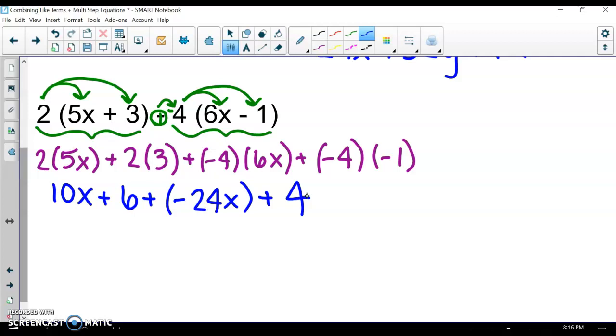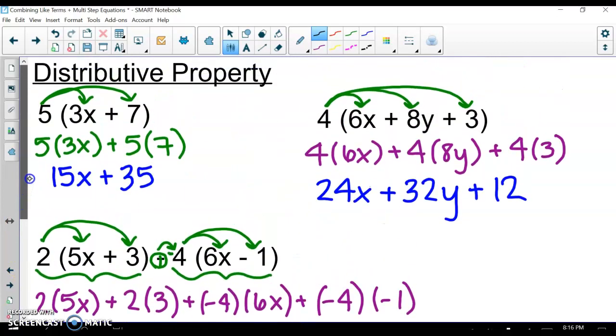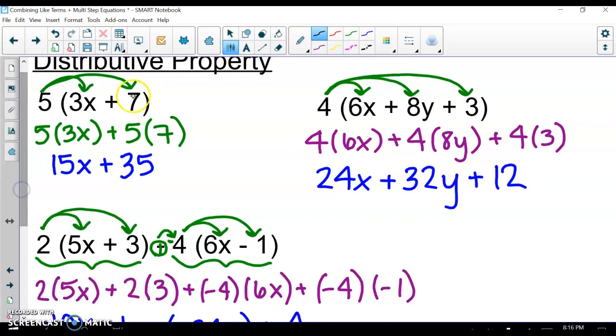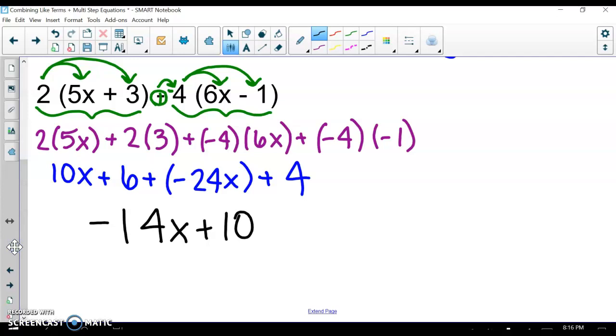So then the last thing we have to do is clean up everything. We have to combine our like terms. So we have 10x and negative 24x are our like terms, so we get negative 14x. And then we have a positive 6 and a positive 4, so we get plus 10. There were a lot of steps to that. It's just taking some simplified ones, something like what we did here, and making it a little bit more complicated by adding extra things to distribute, and then we're just cleaning up the pieces to get it down to a clean expression.